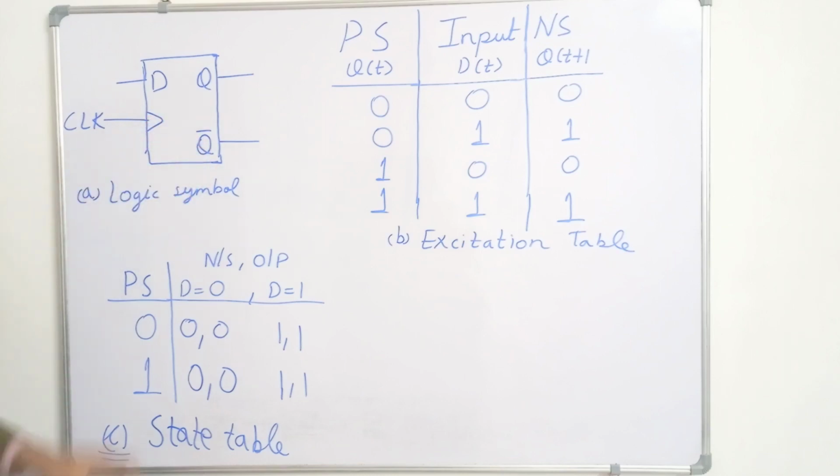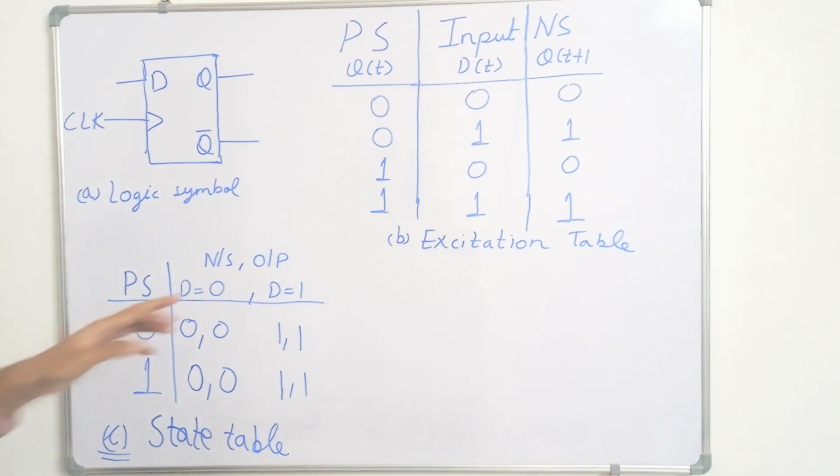So in a Mealy machine, the output depends both on the present state as well as the present input. Okay, in a Mealy machine the output depends both on the present state and the present input as well.